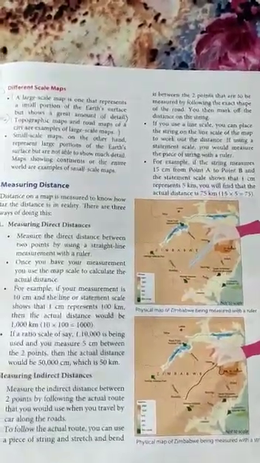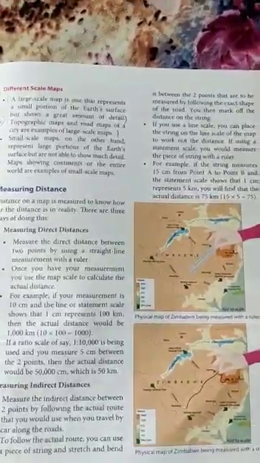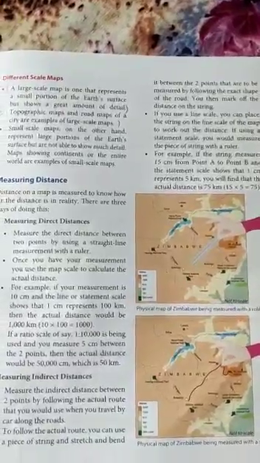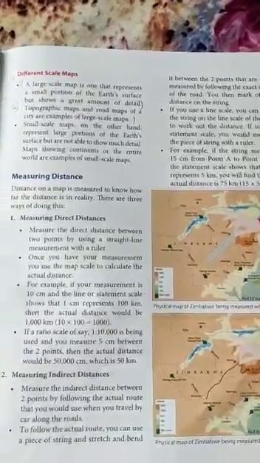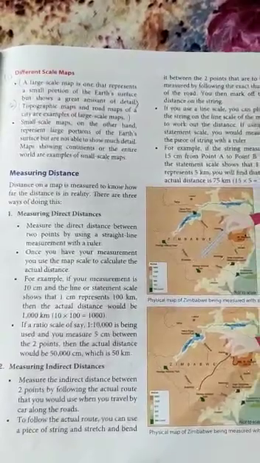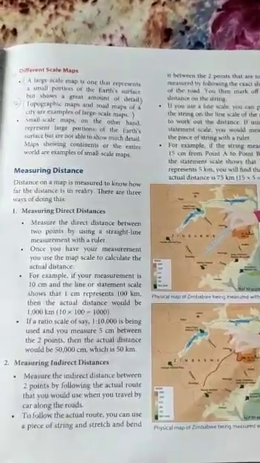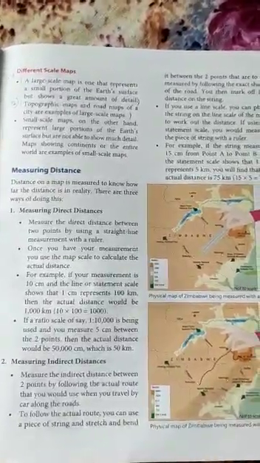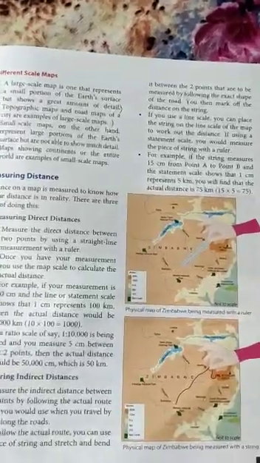And if a ratio scale of say 1 is to 10,000 is being used, and you measure 5 centimeter between 2 points, then the actual distance would be 50,000, which is 50 kilometer.